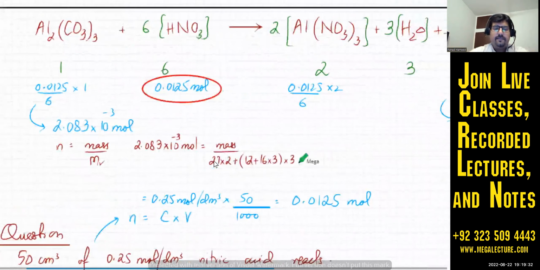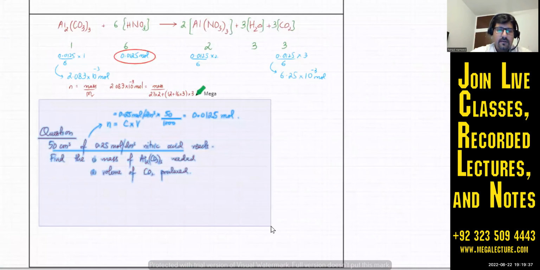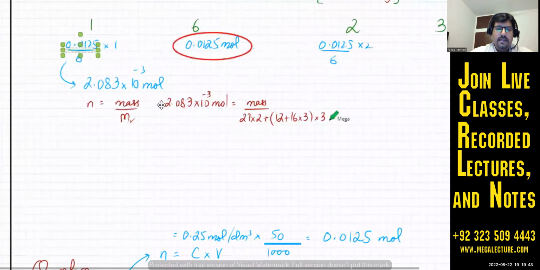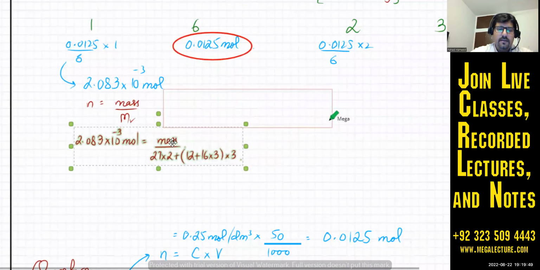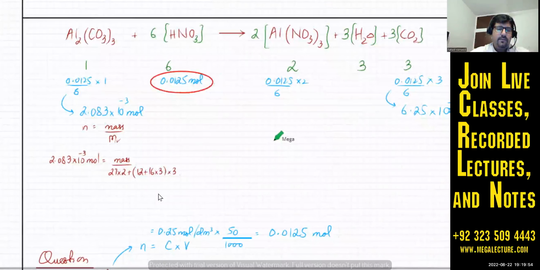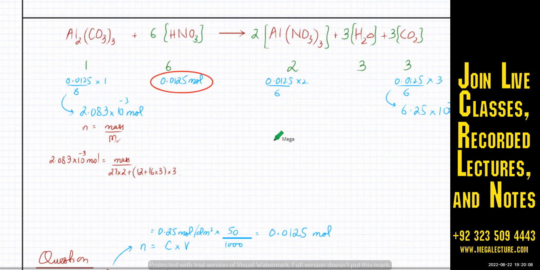So that is how I'm going to figure out my mass of Al2CO3. Or you can calculate what do you get for this? 234.